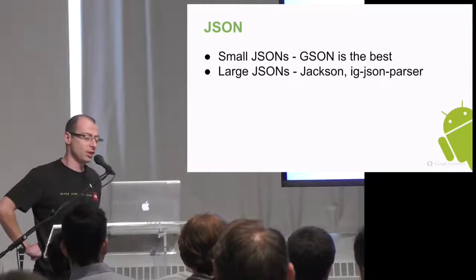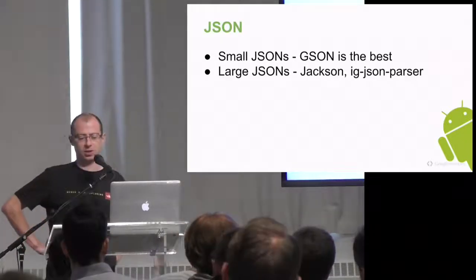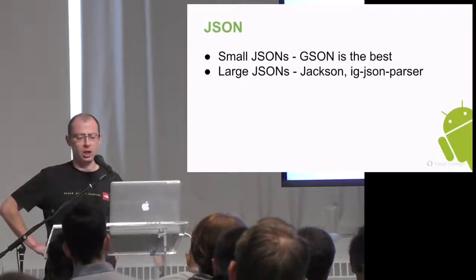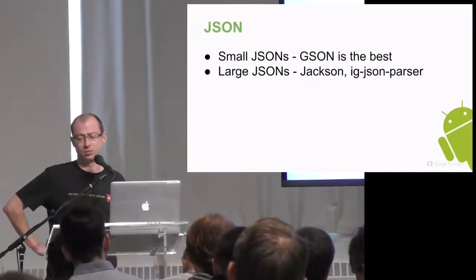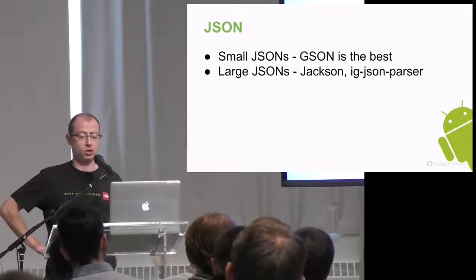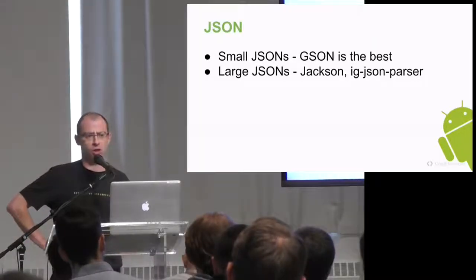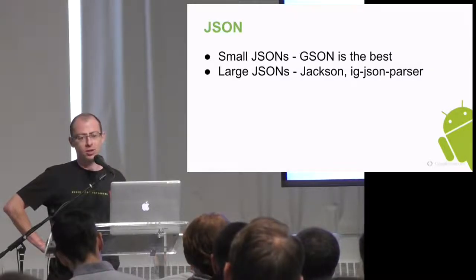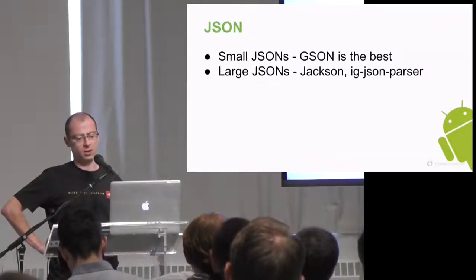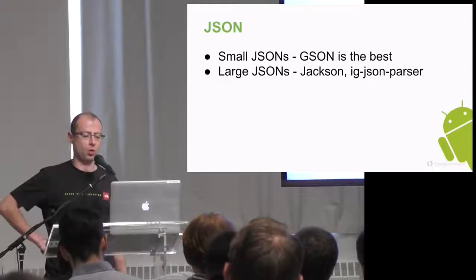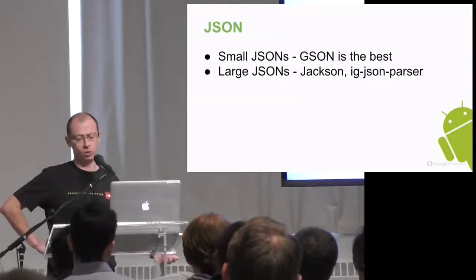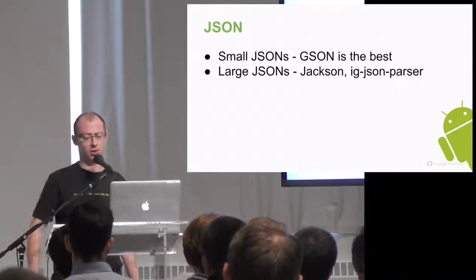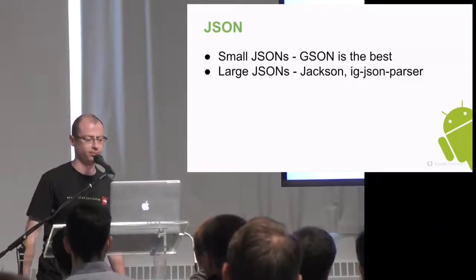So for large JSONs, I would say the fastest to use are JSON and Instagram's IG JSON parser. They did really interesting work of generating the stream parser code during development time, and then you have to add the generated classes back into your project. But from talking to companies, IG JSON parser delivered them the best results so far.